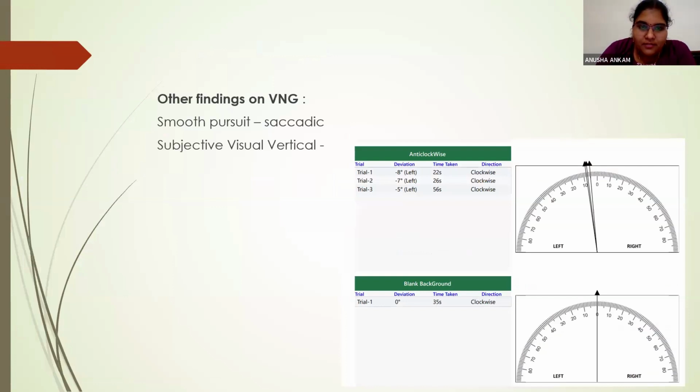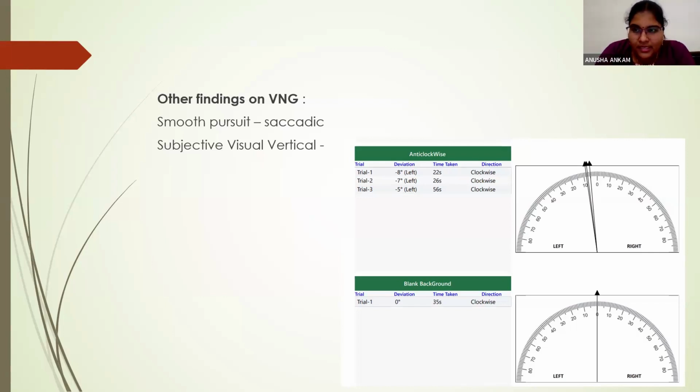So we completed the whole VNG battery. The positive findings I got were saccadic smooth pursuit and a deviated subjective visual vertical on background. Here we can see with a blank background, she is able to do the subjective visual vertical very aptly, but on background it is very much deviated. More than 3 degrees is considered as abnormal subjective visual vertical.